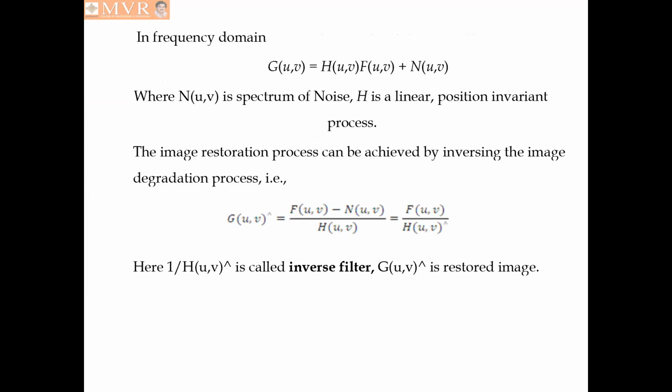In frequency domain, we know that the degraded image is G(u,v), which is equal to H(u,v) times F(u,v) plus N(u,v), where N(u,v) is the spectrum of noise, and H is a linear position invariant process.